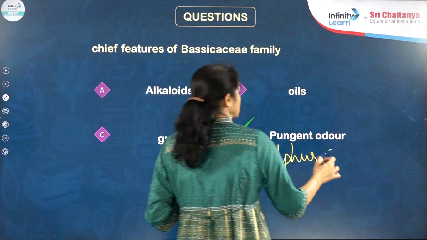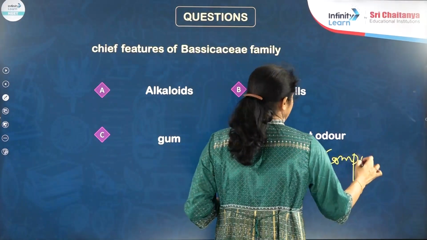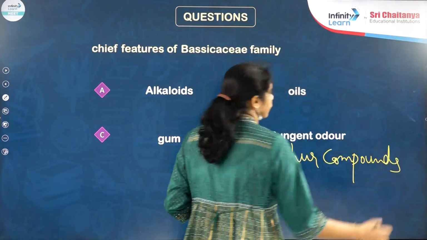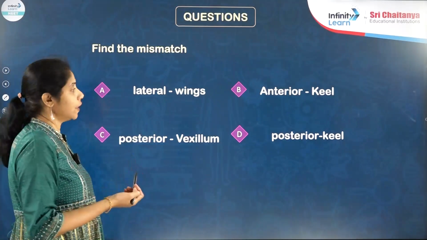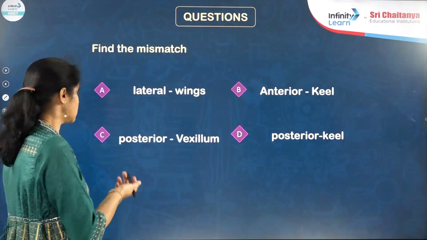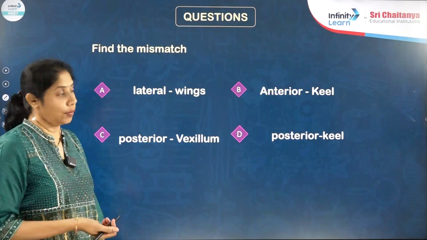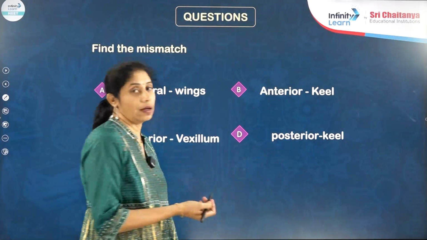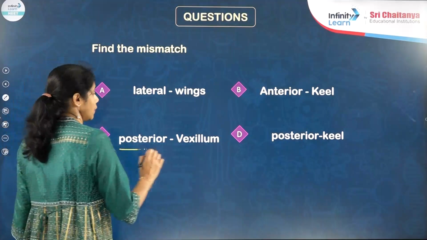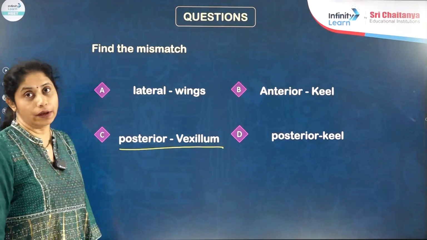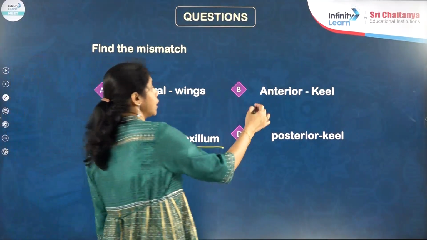The vegetative parts will show a pungent odor because they have sulfur compounds in them. Find the mismatch. The lateral ones are called wings, anterior ones are called keels, posterior one is called vexillum, or posterior ones are called keel. You should remember in the papilionaceous corolla, the standard petal, vexillum, is always posterior and the anterior are keel petals.